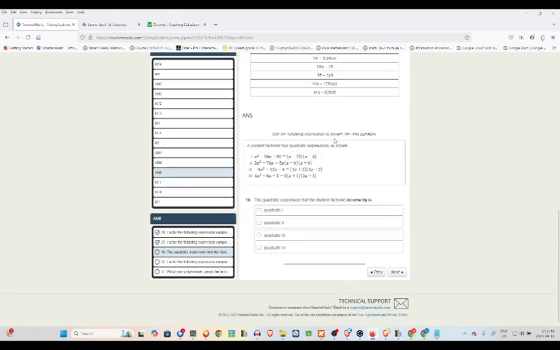And here, the student factored the quadratic expressions. The quadratic that the student factored incorrectly is... Okay, we check the first one. 15 times 4 is 60, and a negative 15 minus 4 is a negative 19. Quadratic 1 is okay. Quadratic 2. Yeah, we have a 3x cubed minus 75x, so we pull out that 3x. We're left with x squared minus 25. That's the difference of perfect squares. 2 checks out.